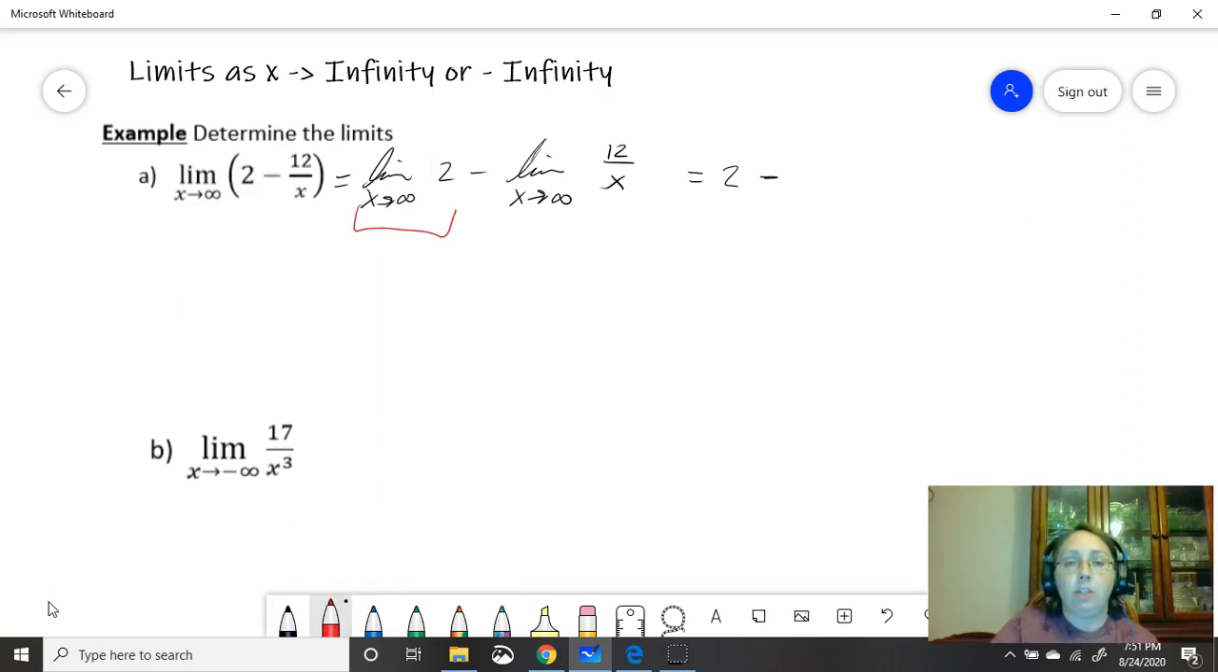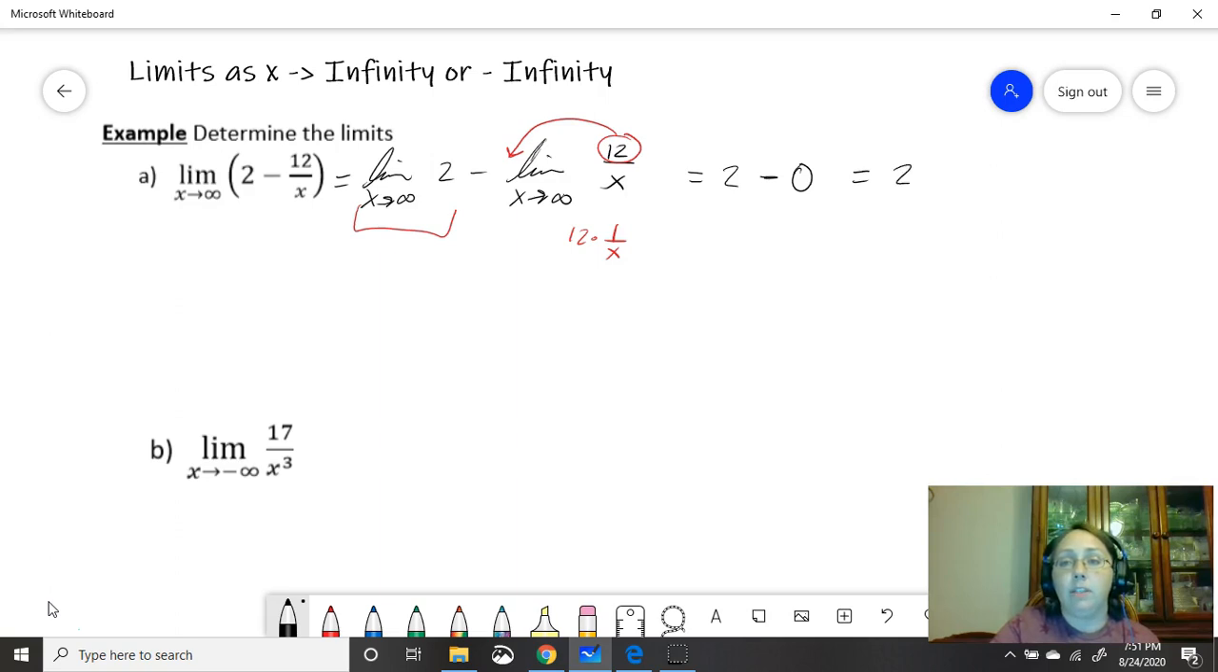Now you have an option of doing something with this 12. This 12 is a constant multiple. You can write it as 12 times 1 over x if you wanted here, instead of 12 over x. So that 12 could actually be pulled out. Or you can use the shortcut that I showed you, that if you have a finite number and the denominator goes to infinity, the denominator blows up, then what happens to this fraction overall? Finite number divided by infinity goes to who? Goes to 0.